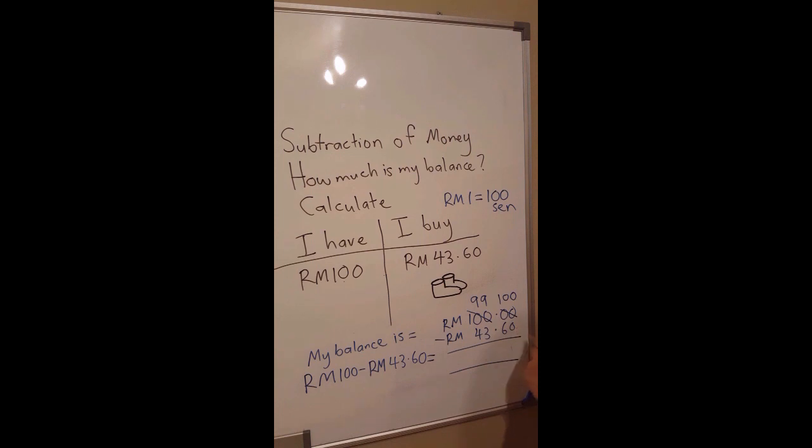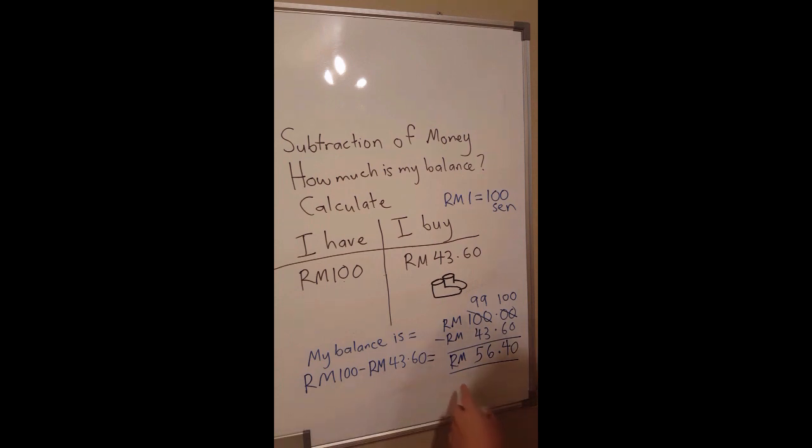0 minus 0 is 0. 10 minus 6 is 4. 9 minus 3 is 6. And 9 minus 4 is 5. So the answer is 56 ringgit and 40 cent.